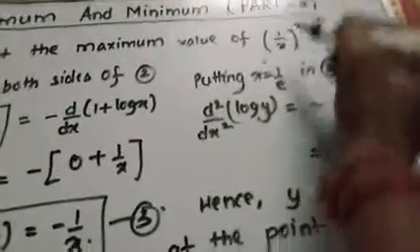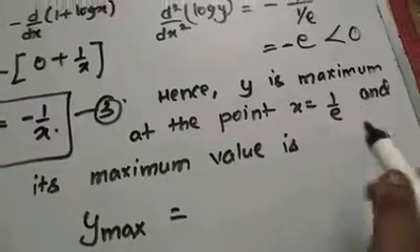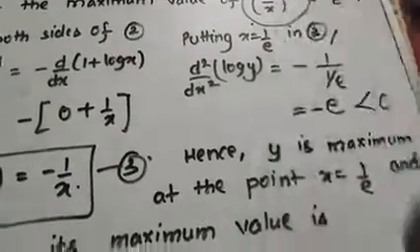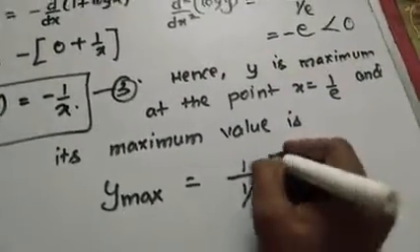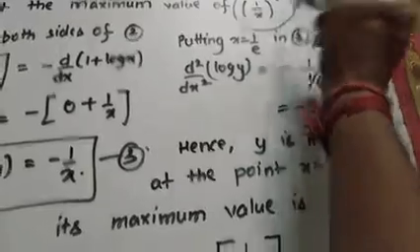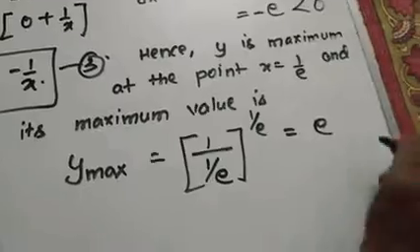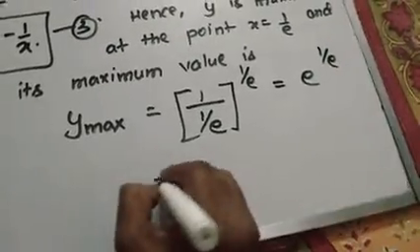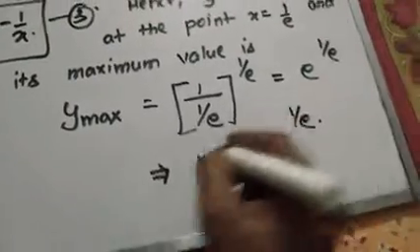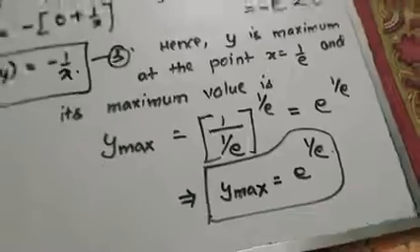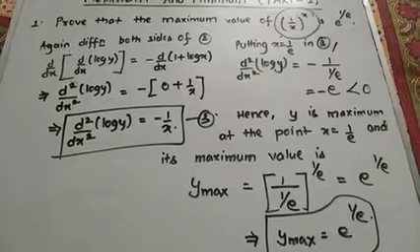In the main question, that is in this particular function, in place of x just put the value, 1 by e. So in place of x I am putting 1 by e, so it is 1 by e to the power 1 by e. And we know that this is nothing but e to the power 1 by e. So we have proved the maximum value is e to the power 1 by e. This was your required question. Clear? Question number 1. Now let us proceed to question number 2.